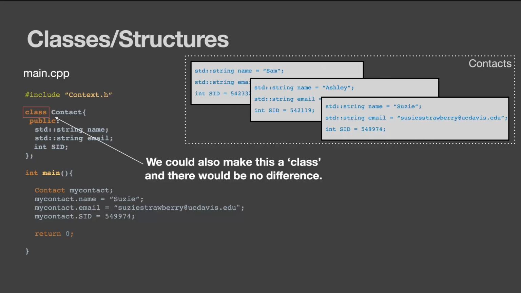I could also have made this a class. We said the difference between a struct and a class is that in a struct, the data members are public by default, and in the class, they're private by default. But since we've already explicitly declared that all of its members are public, then there's no difference because it's not assuming anything by default. So a class and a struct would be the same in this case.